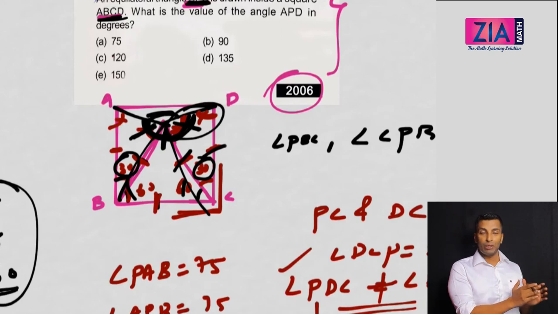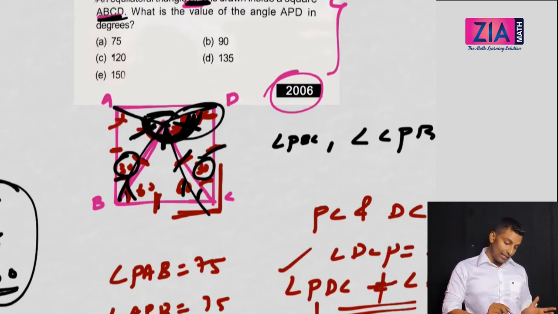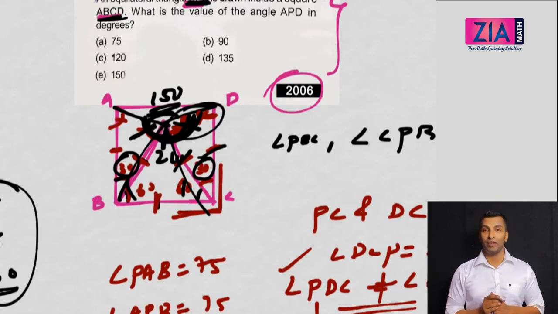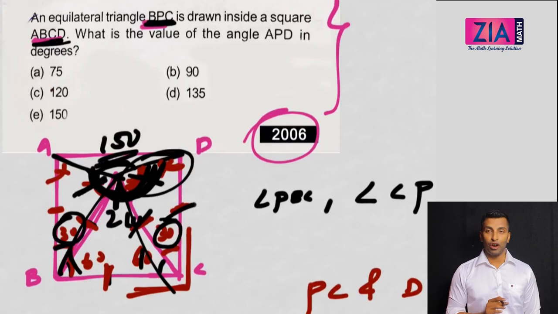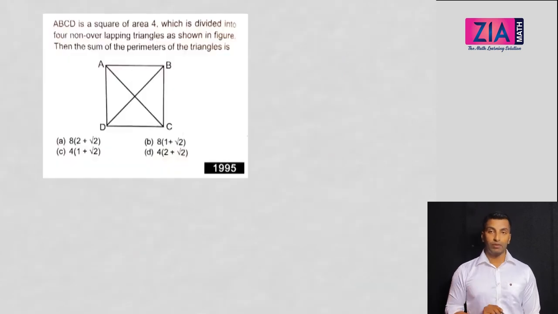Same thing you have done here also. So you got all these angles together as 210. What is left out is 150. And that's your answer. Very tricky question, but very simple. I hope this is clear for all of you. Now take a minute and solve this question.